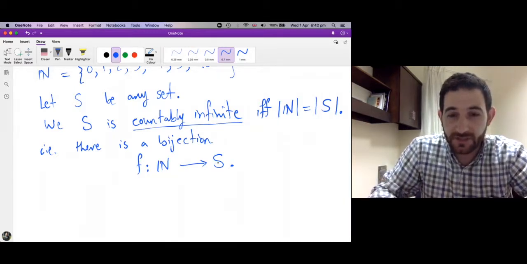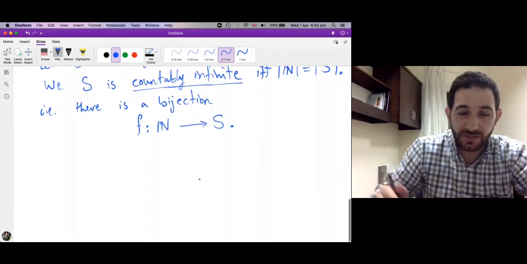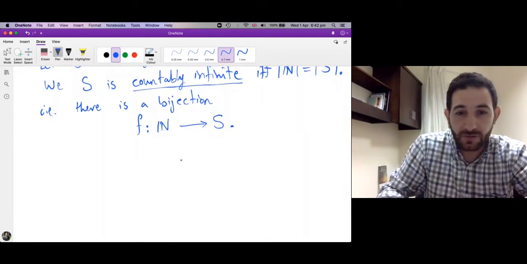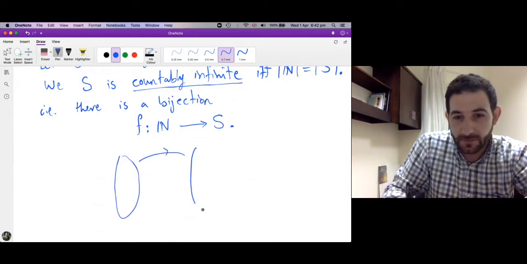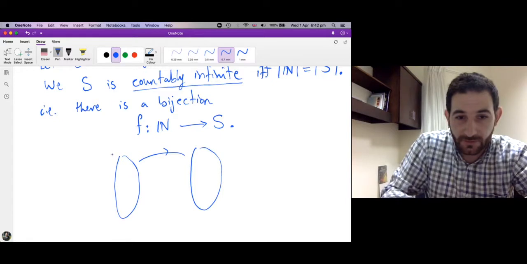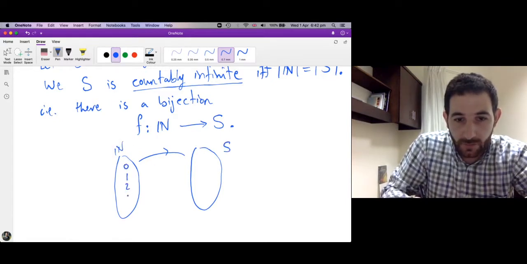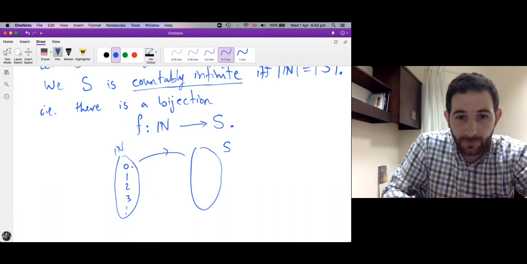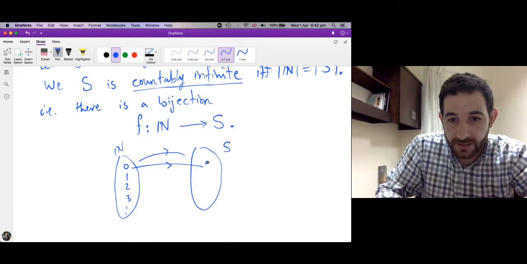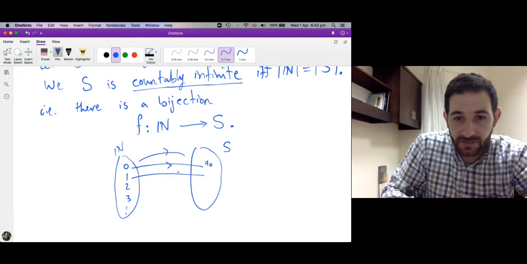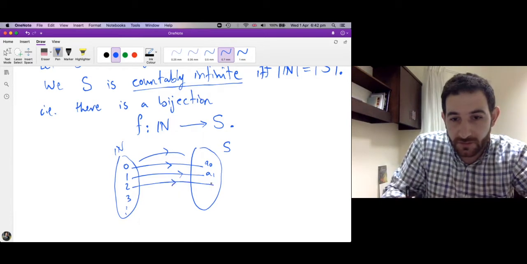And since this is a bijection, let me show you the picture here. We don't know what the elements of S are, but we know there's a bijection from N to S. So this is N and this is S. This is 0, 1, 2, 3, and so on. So 0 has some image, let's call it a0. 1 has some image, let's call it a1. 2 has some image, let's call it a2, and so on, right?